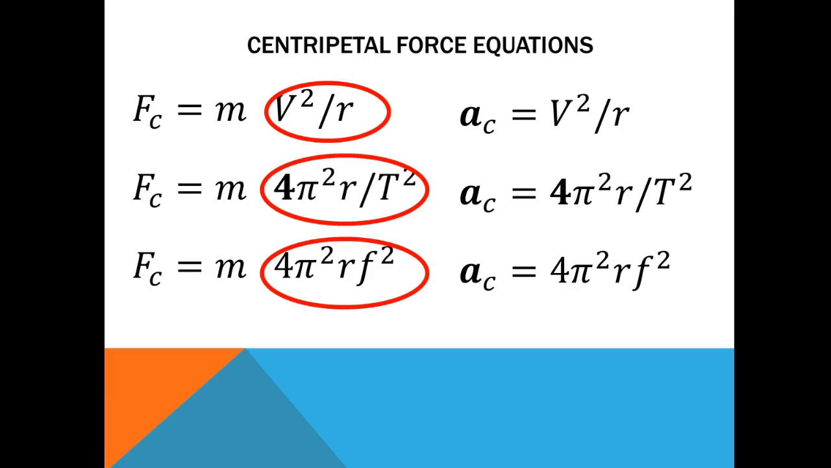Just like the kinematic equations, each formula has a specific use. If you're finding the force, you always need the mass, you always need the radius. So you'll always need the mass and the radius, but depending on what you are given besides those two, so if you're given velocity, period, or frequency, you can choose the right formula for force or acceleration.